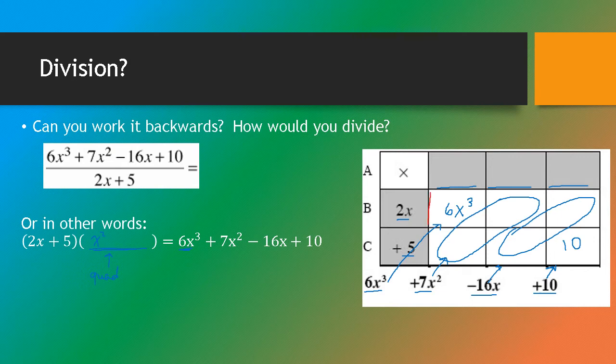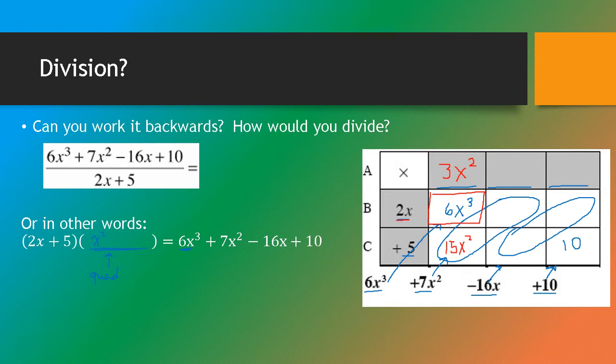Start on the first box. The 6x cubed has to be the product of 2x and what? Well, 2 times 3 would be 6, and x times x squared would be x cubed. That means that the bottom box then would be 3 times 5 would be 15 x squared. Okay, so I'm just multiplying the top box by the left box.